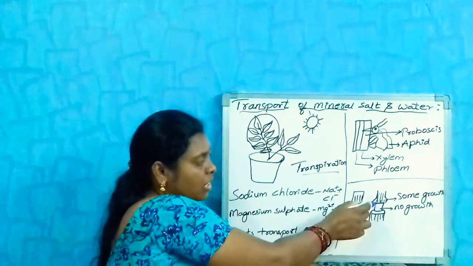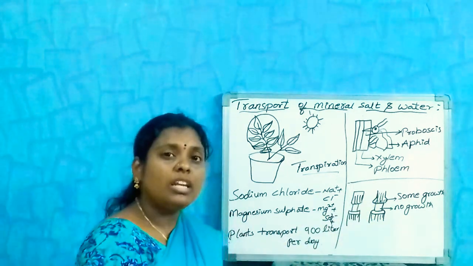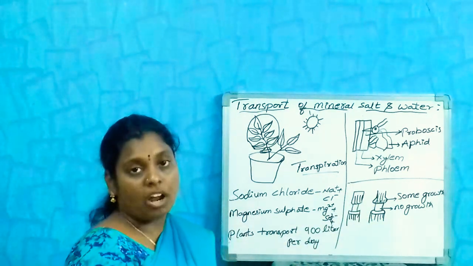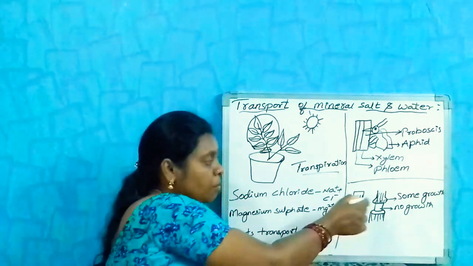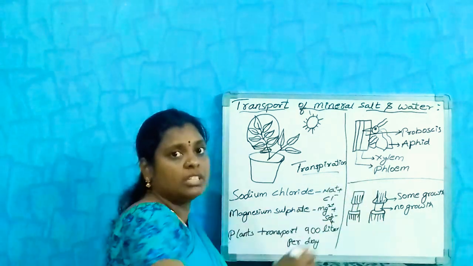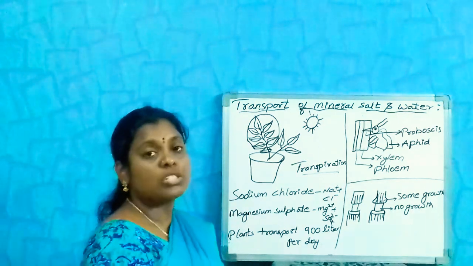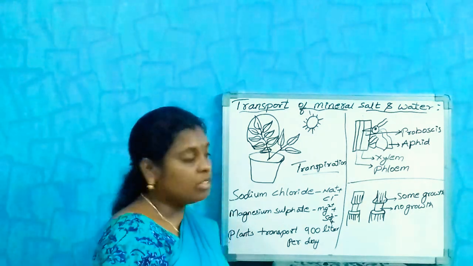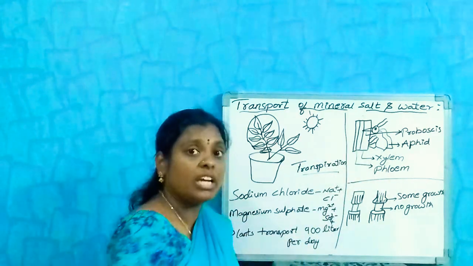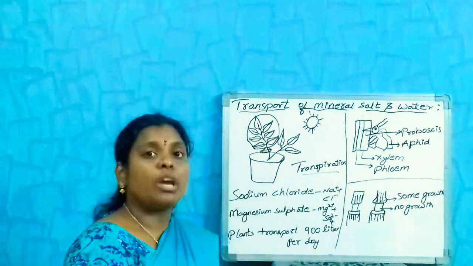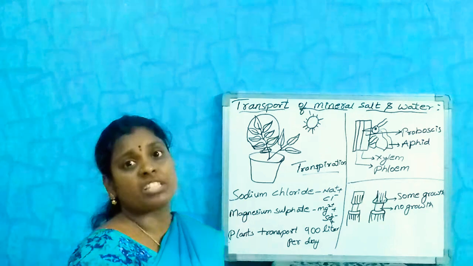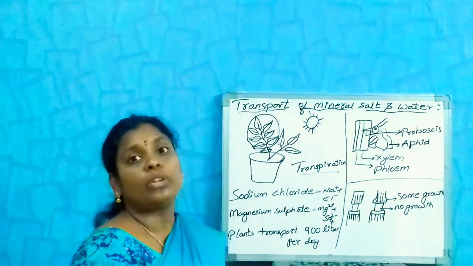Why? Because here the phloem tubes are not present, so the supply of the food materials is disturbed because of the cut ring. By this we can say the phloem and xylem are responsible for the transport of nutrients.